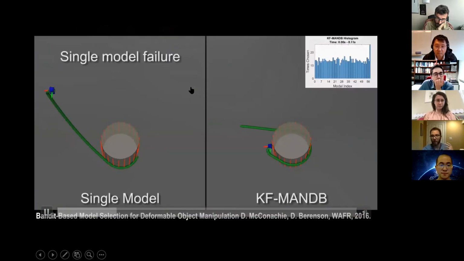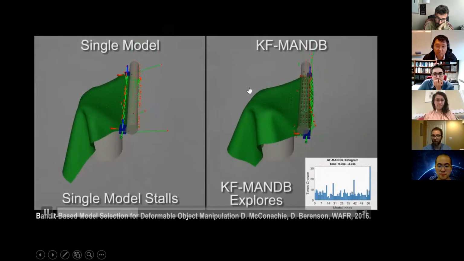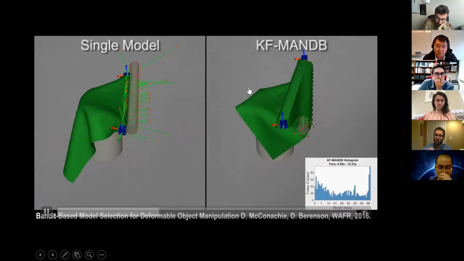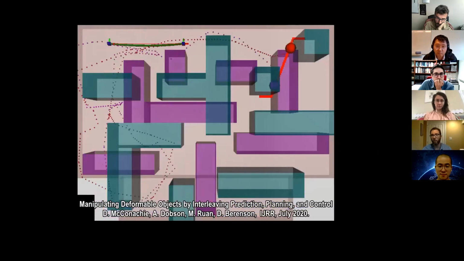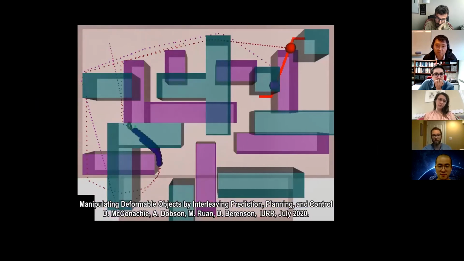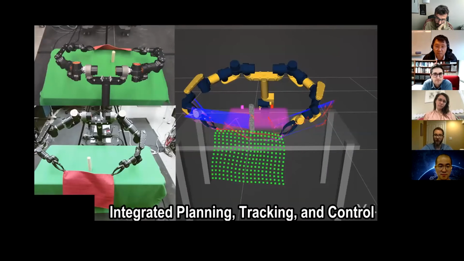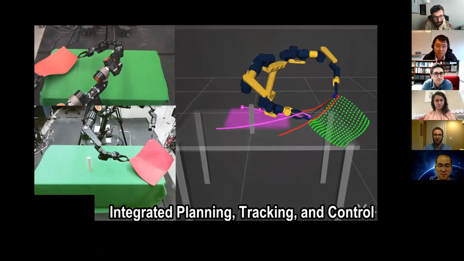We also tackled model uncertainty problems. Here we have a bunch of simple models instead of one model, and we trade off, basically switch between the simple models as we manipulate instead of picking one. We have poor dynamics models. Here we have a very poor dynamics model of this rope, but we can still do complicated tasks like traverse this maze. And of course, we are doing this on real robots. It's very, very hard, as all of you know, of course.